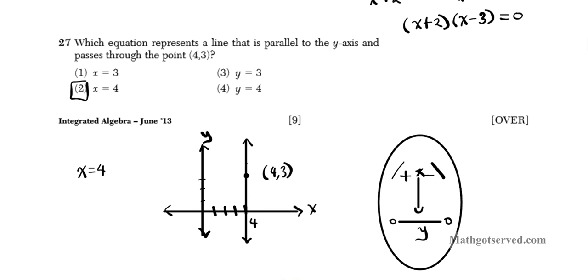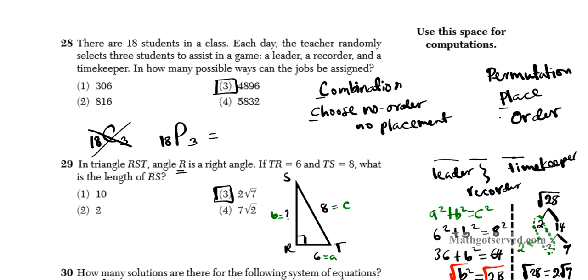In question 28, we are selecting 3 students to be placed in 3 positions out of 18, and the question is whether it is a permutation or combination. Combination involves choice. There's no order of placement involved. Permutation involves placement or ordering elements of a set.